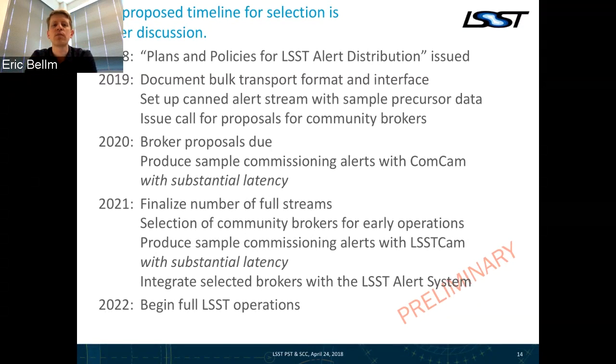In 2021, we would use that information from ComCam to really understand the false positive rate, the performance of the pipelines, and hence the actual bandwidth we need to transmit the stream, and so could then select an actual final set of community brokers while we continue commissioning. That would give us a chance to integrate those brokers ahead of formal operations. So this is the schedule I'm suggesting, but I think there are arguments for and against shifting those dates forward or backwards.